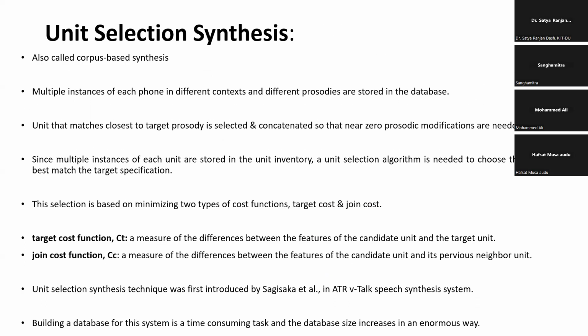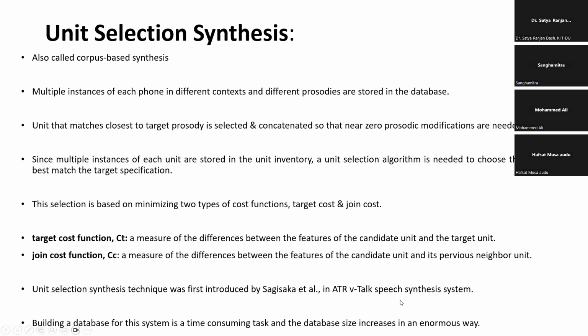So basically, you will have multiple instances of each unit which will be stored in a unit inventory, and there will be a unit selection algorithm which will choose the unit that will best match the target specification. This selection is based on two types of cost functions, that is the target cost and the join cost. And this technique was first introduced by Sagisaka et al. in the ATR v-TALK speech synthesis system.